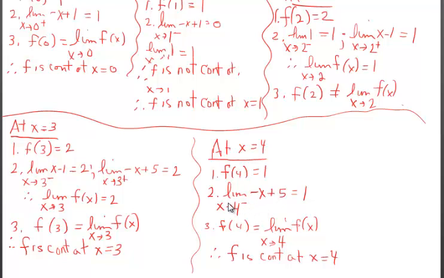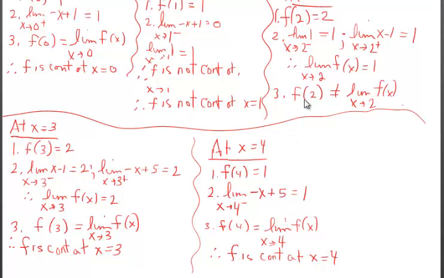There's no graph to the right of x equals 4. That's just the way the piecewise function was defined. Okay, we see that the functional value equals the limit value. Notice I dropped the superscript. With or without it, doesn't matter. Therefore, f is continuous at x equals 4.